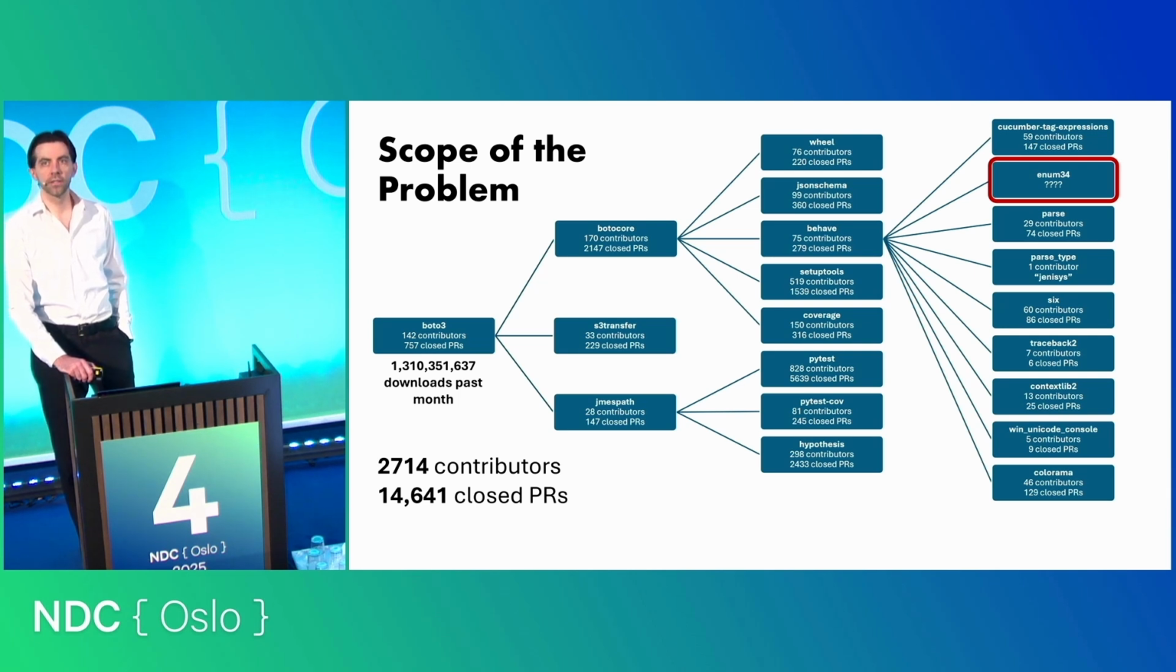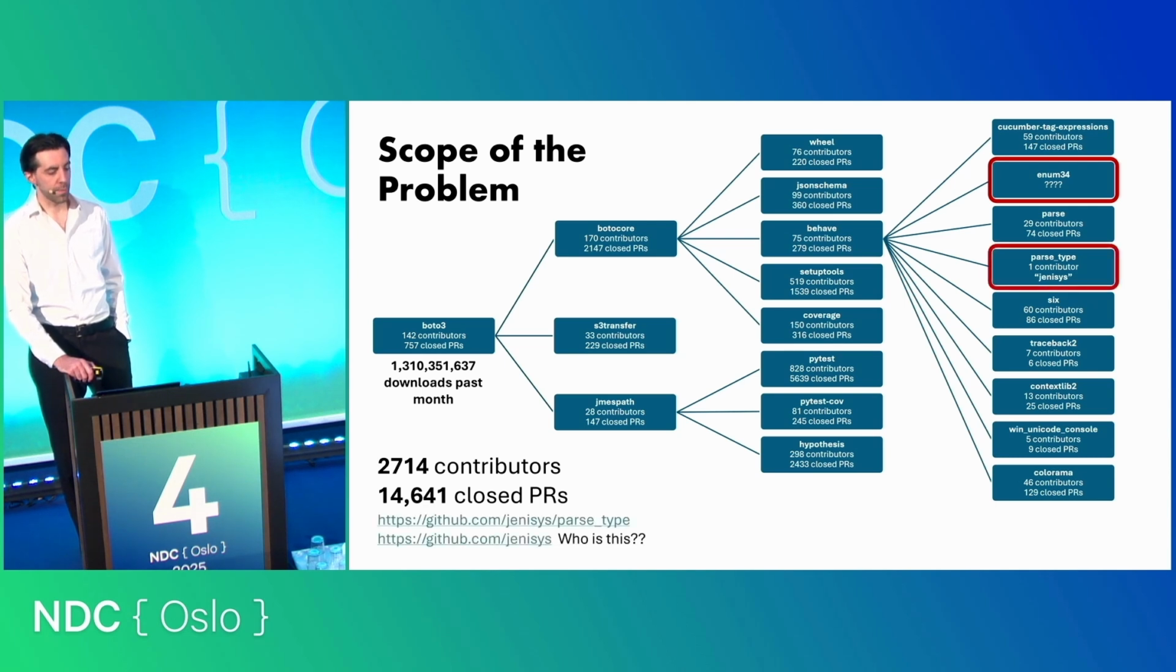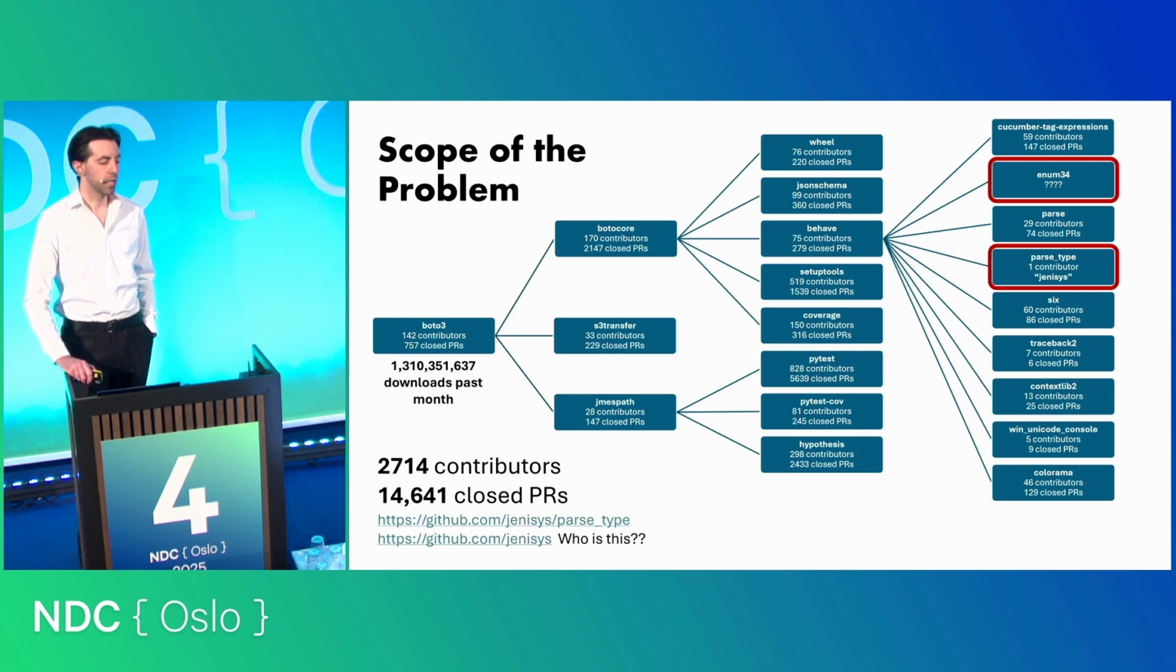I could not find a username of who authored this. Parse type has one contributor to it named Genesis. One contributor, that means likely no one has evaluated this code, no one has reviewed it, no one is looking at these PRs to approve them, which means that this person's code, that in many cases has not been reviewed, has ended up in Boto3, the most popular package in Python.